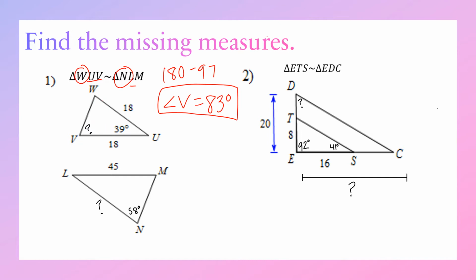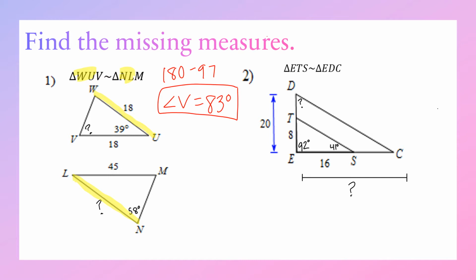Then I'm going to erase this stuff here so that we can get a clearer picture. It is asking us to find LN. So relating to the other triangle, LN is here, so that means LN is corresponding with UW, which would be here. And they give us that length already. But we need to figure out what LN would be.